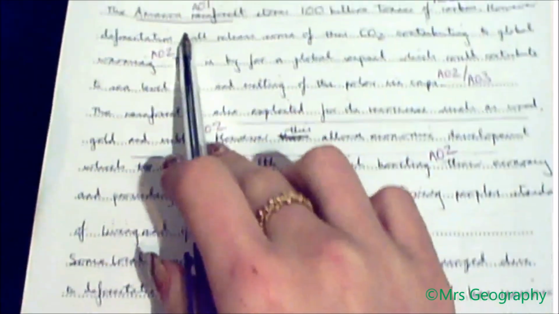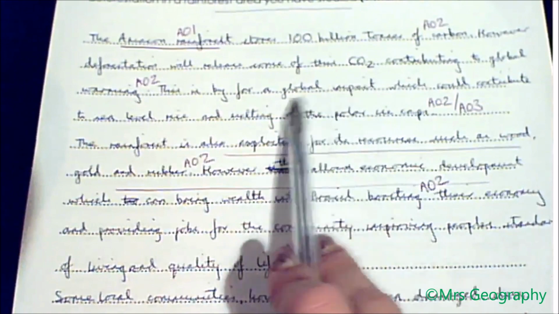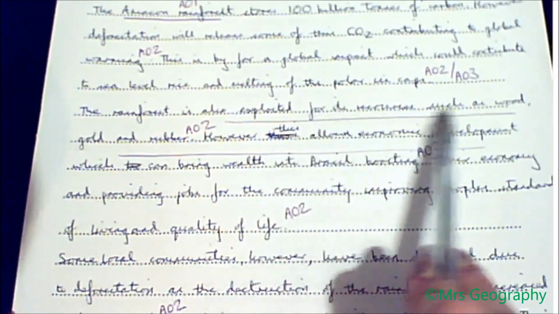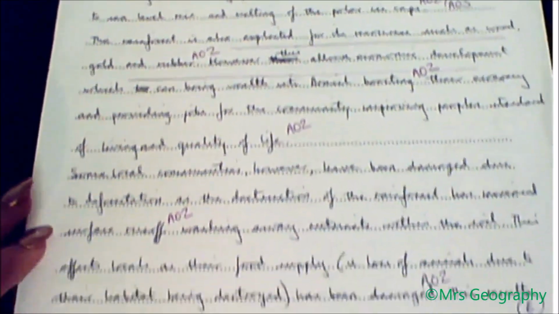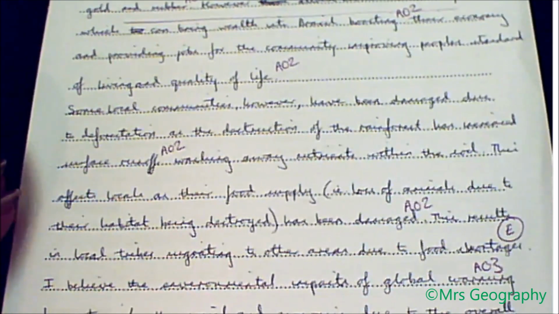They name their study area, the Amazon rainforest. They're constantly giving specific knowledge. They are constantly referring to social, environmental, economic. They're elaborating their points further down. You must make sure you do that in this question.